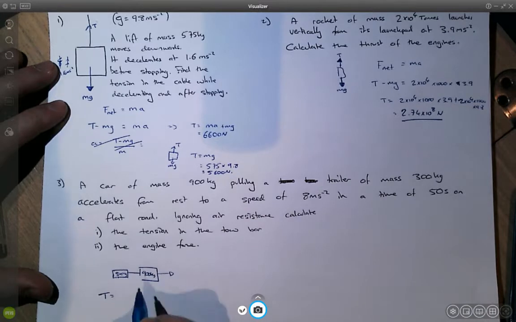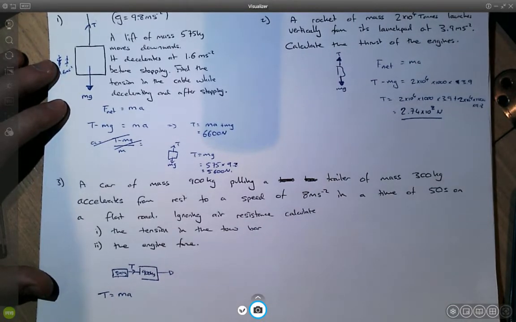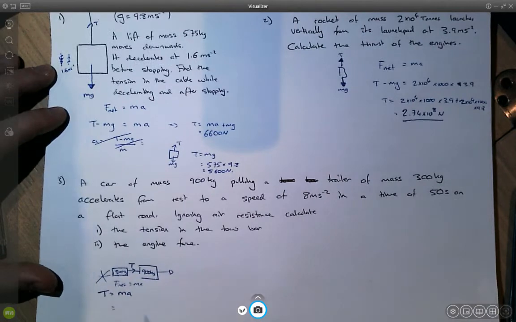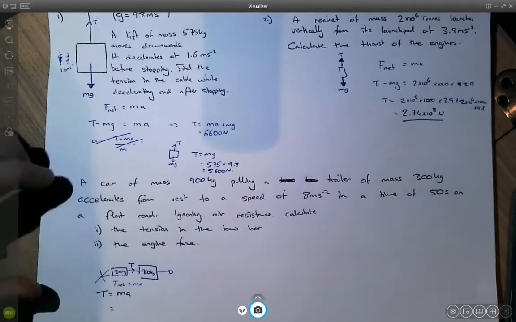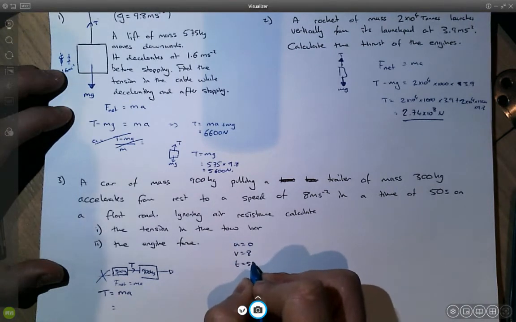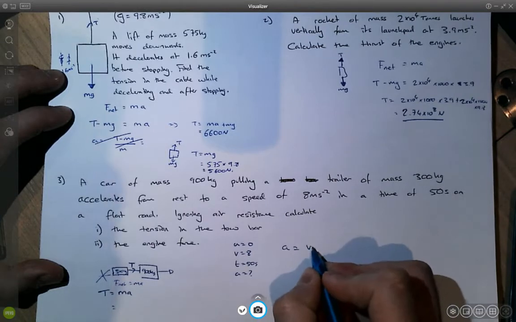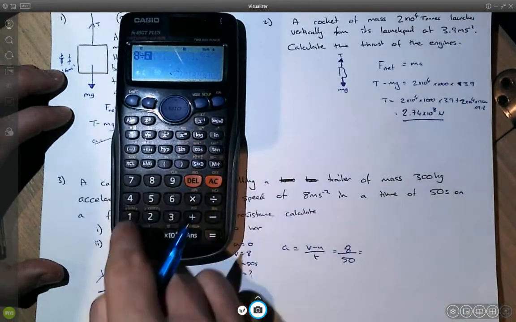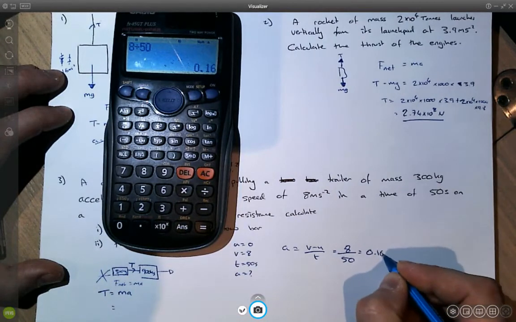So the tension, which is going to be this here, is going to be equal to mass times acceleration. Now there's no friction or air resistance going backwards, so we can ignore this. The net force is simply mass times acceleration, which is simply the tension, because there are no resistive forces. But here we have to work out the acceleration first. So we need to use one of our SUVAT equations. We know the initial velocity is 0, the final velocity is 8, the time is 50 seconds, and we want the acceleration. So acceleration is v minus u over t, which is 8 over 50, which is 0.16 meters per second squared.